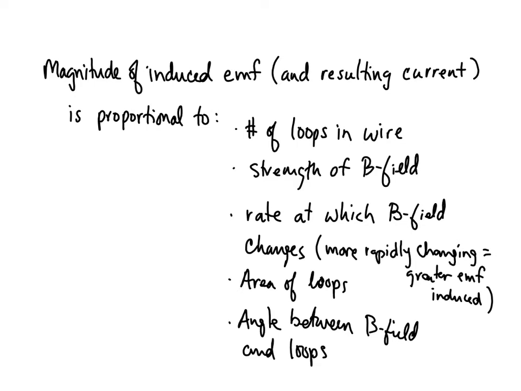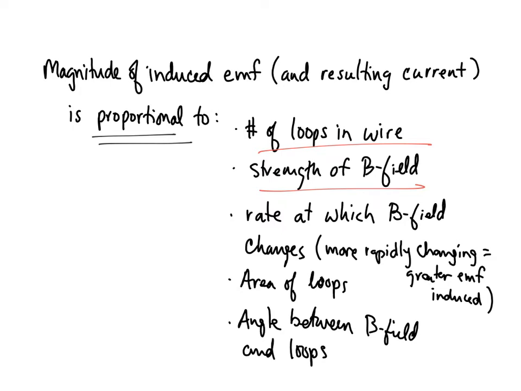As Faraday studied this, he realized that the magnitude of this induced EMF depends on a lot of things. It was directly proportional to the number of loops in the wire. So the more loops, the greater the induced EMF or potential difference. It was also proportional to the strength of the B field. So the stronger the B field, the greater the induced EMF, the greater the current.